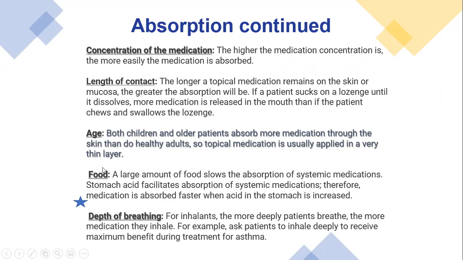Food. What is the role of food in absorption of drugs? A large amount of food slows the absorption of systemic medication. Stomach acid facilitates absorption of systemic medication. Therefore, medication is absorbed faster when acid in the stomach is increased.